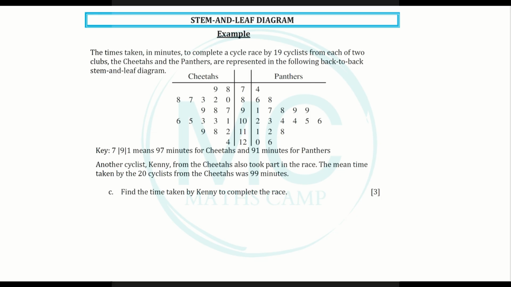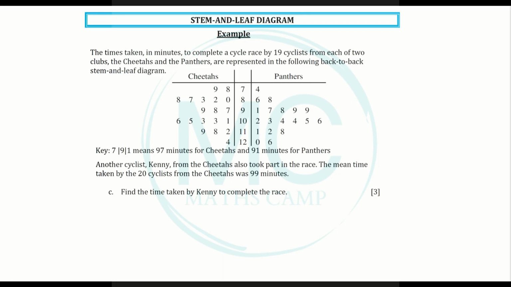Another cyclist, Kenny, from the Cheetahs, also took part in the race. The mean time taken by all 20 cyclists from the Cheetahs was 99 minutes. Find the time taken by Kenny to complete the race. We know that to find the mean, we need to add all of our data values up and divide by the number of values in the set.